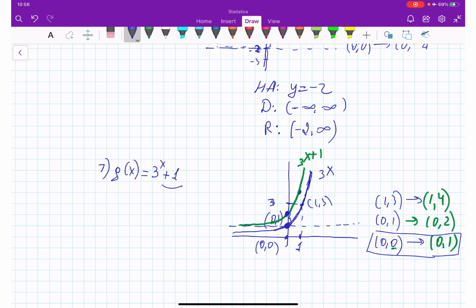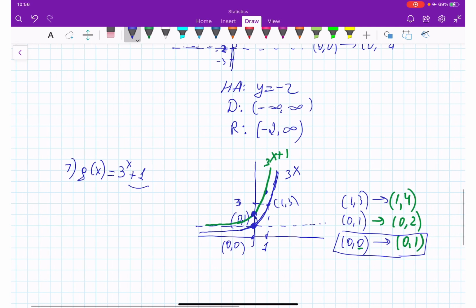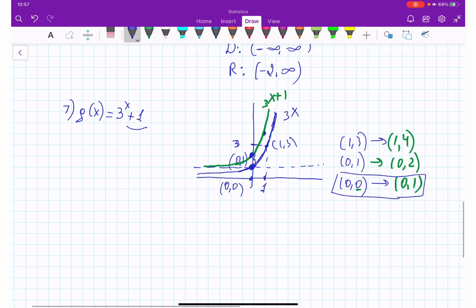Okay? All right. So from here, our horizontal asymptote is going to be y equals 1, right? Domain, no question, negative infinity to positive infinity. Range is going to come from when? From 1. From 1 to infinity, because this is a change of y.